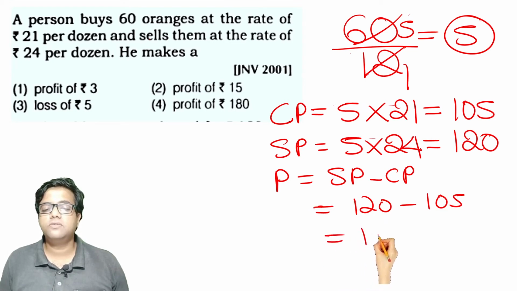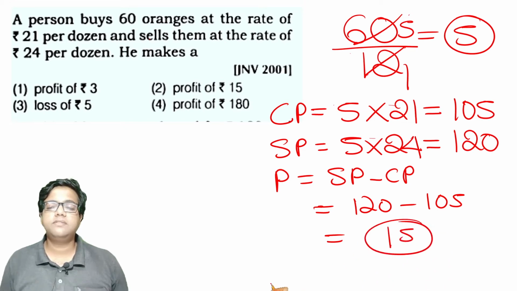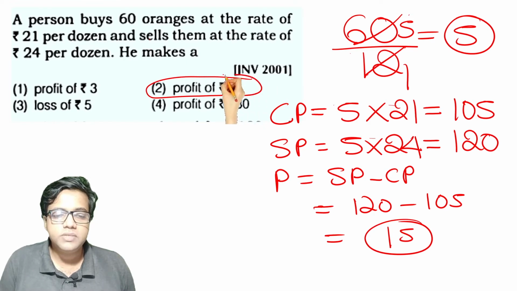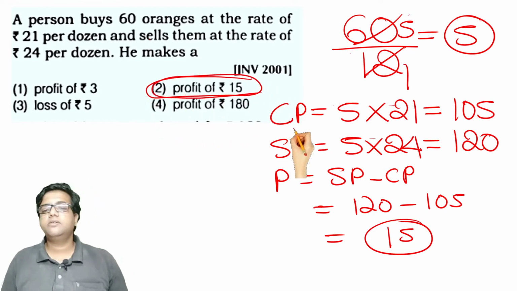So therefore, you will get 120 minus 105 is 15 rupees. So profit is 15 rupees here.